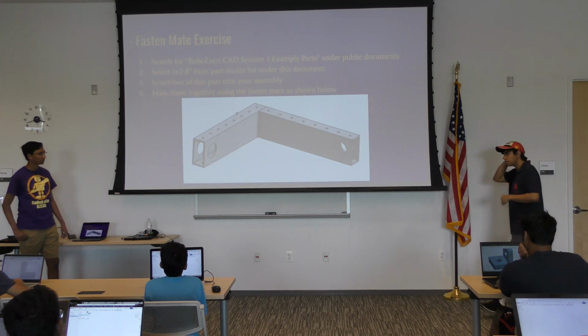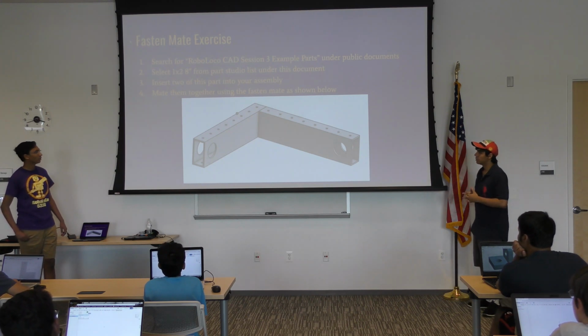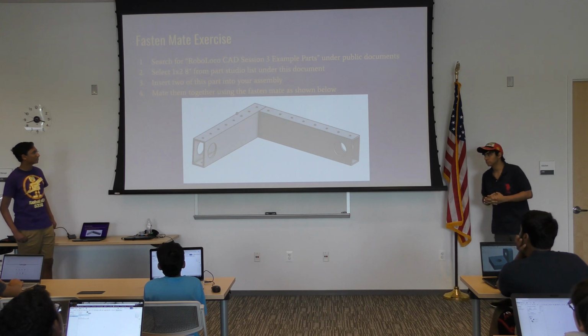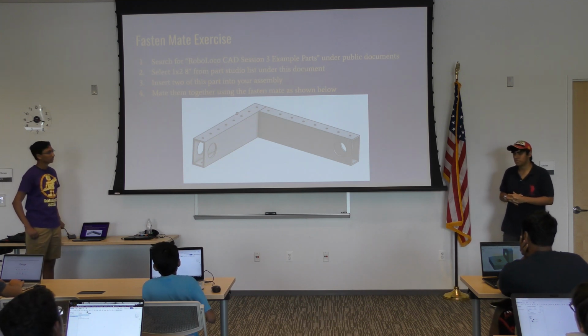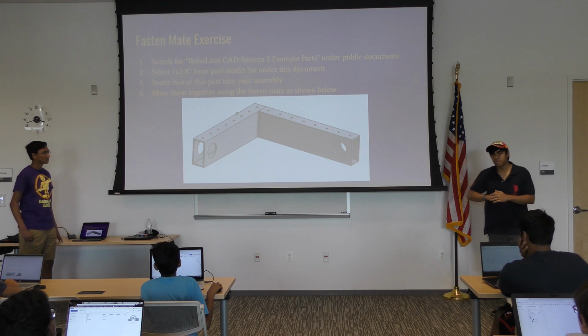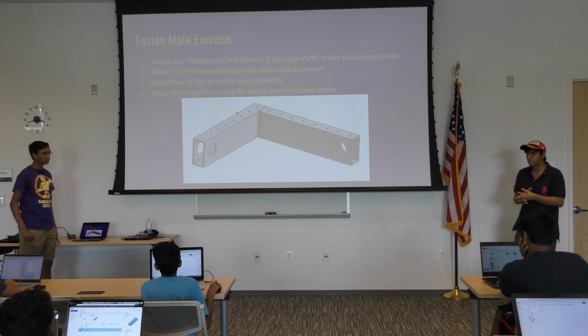Okay, so we have a little practice problem that you can do. Just follow the instructions. We made these parts in a public document, so you should be able to access them and put them together. If you go to your main Onshape page and search in public documents, you can search the keywords at the top, and you should be able to find that. You can make your own copy of the entire document.